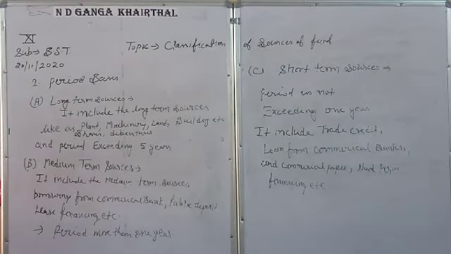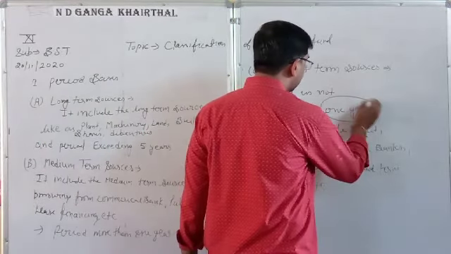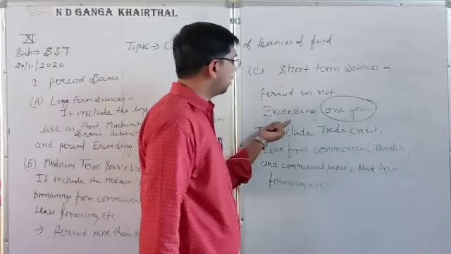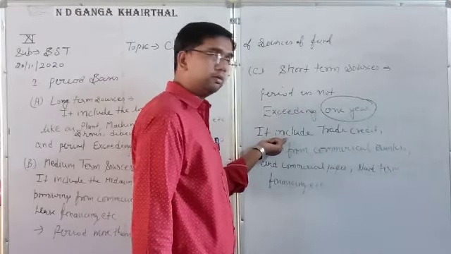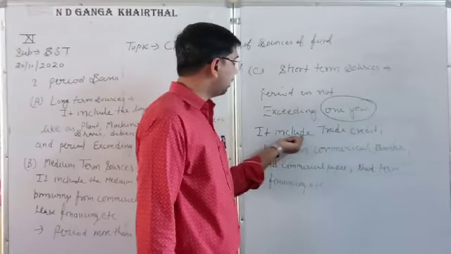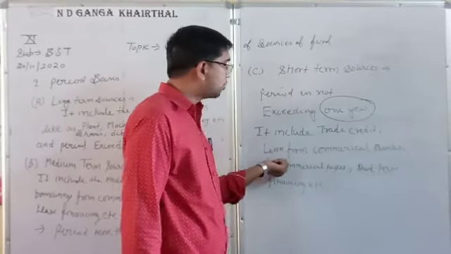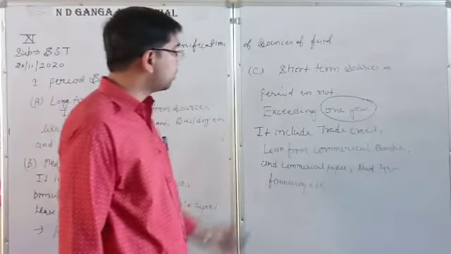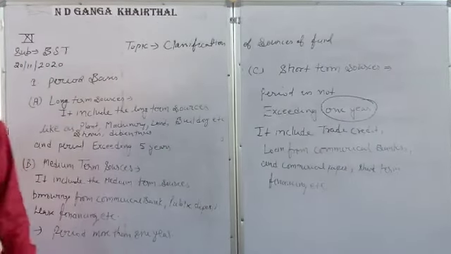And C point, short term sources. So the period is not exceeding 1 year. So transactions up to 1 year are included in this series. Okay, so it includes trade credit, loan from commercial banks, commercial paper and short term financing sources, etc. Clear?